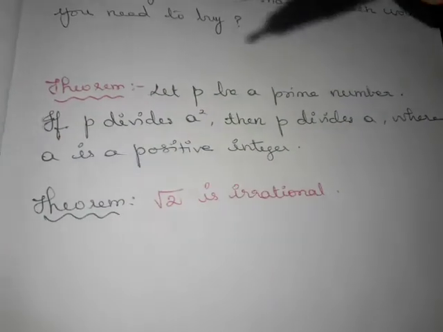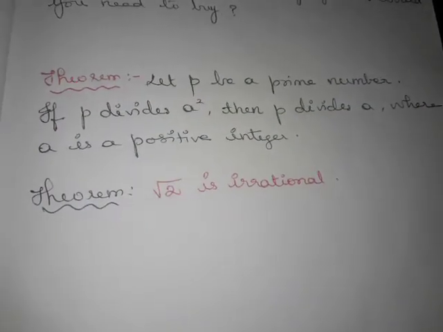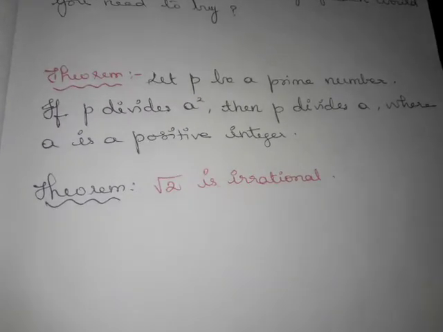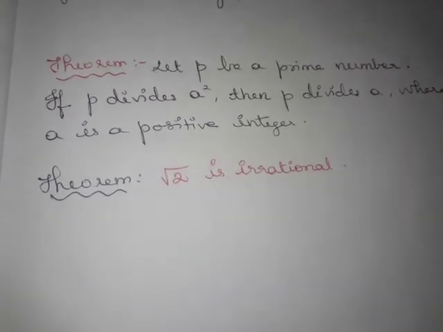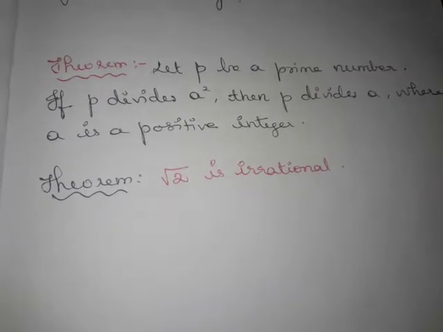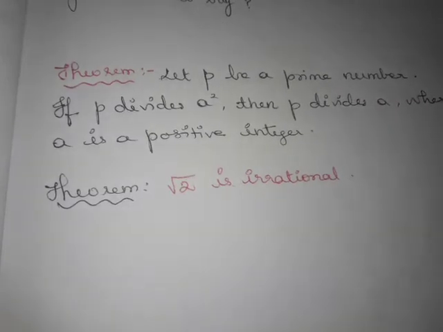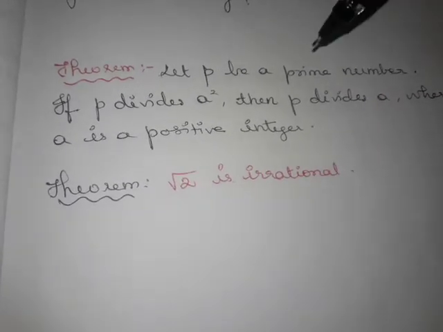So now let me explain how to prove that a given number is an irrational number, right? Before we get into the problem, we need to know these basic things. First, let me explain how to prove root 2 is irrational. Before proving this, you should know this theorem.